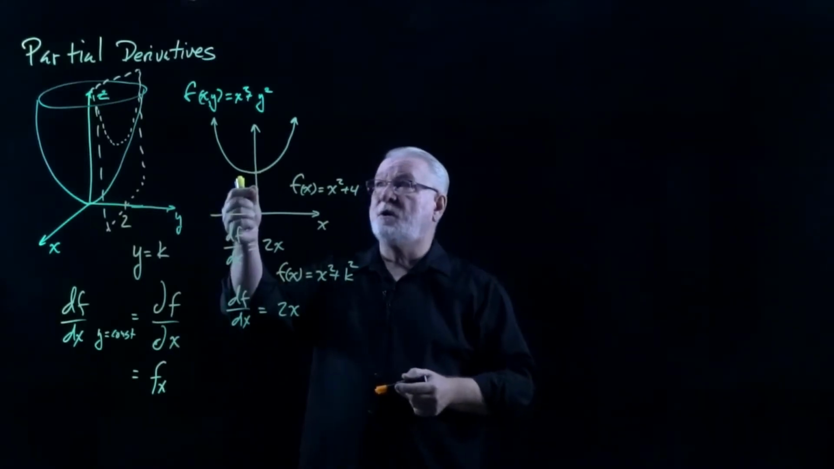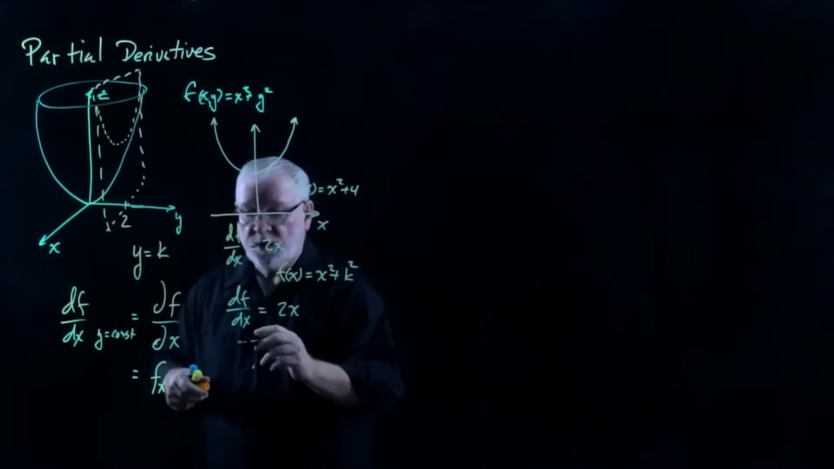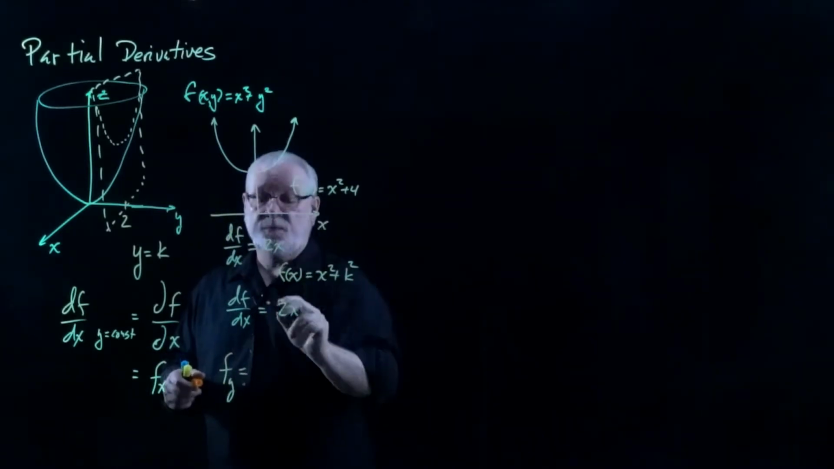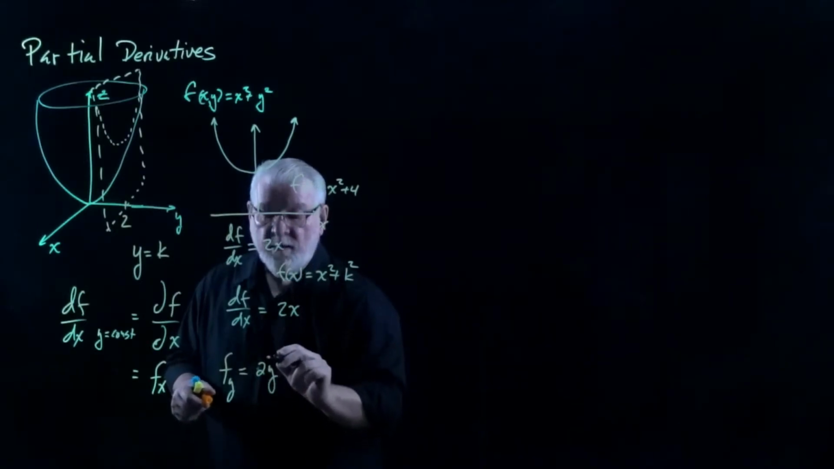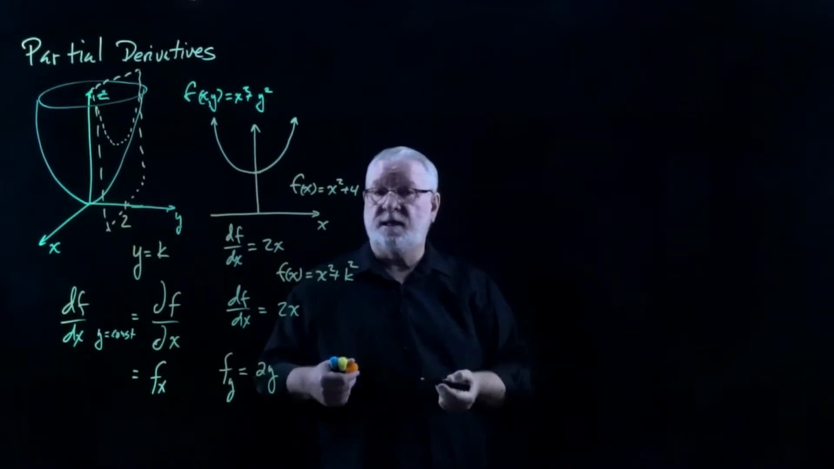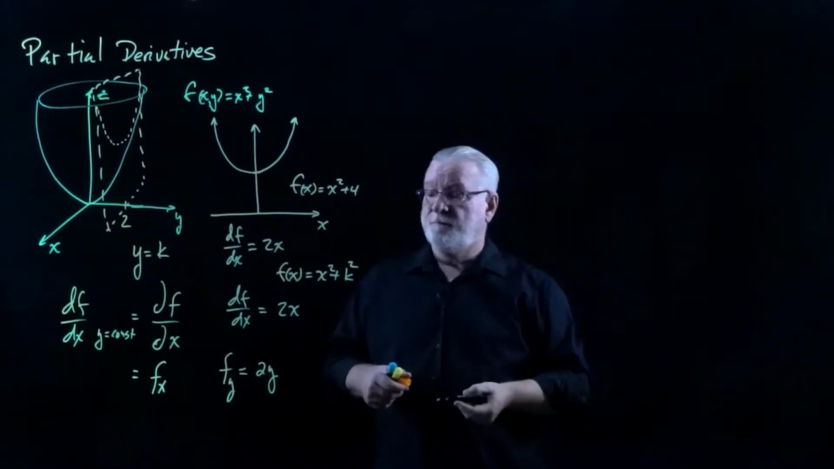Okay, well, let's take a look at the other partial derivative of this function. If I wanted to evaluate now fy, well, that would also be equal to 2y because we would be holding the x constant, and that means the x as a constant differentiates out.